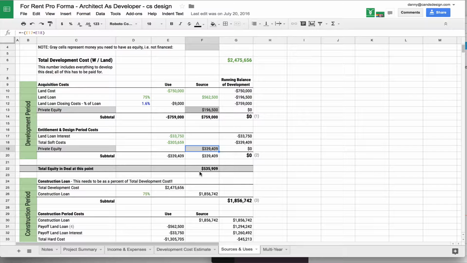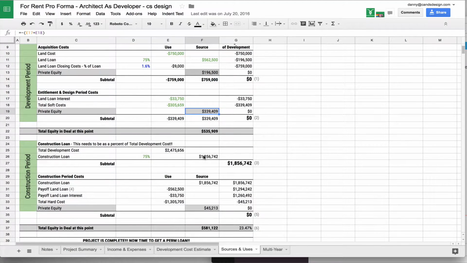So if you look at it at this point, to get this project through the first, let's say, year, you're going to need a little over $500,000 up front in order to, again, pay for the land and pay for all of your consultants. Now, assuming you've gotten all your permits, you've gotten all your fees, you've designed the project, you're ready to go into construction, you have to go out and get a construction loan.